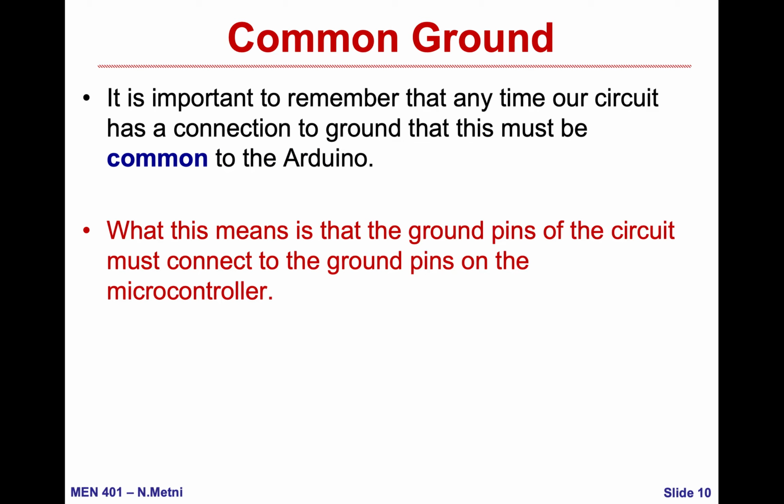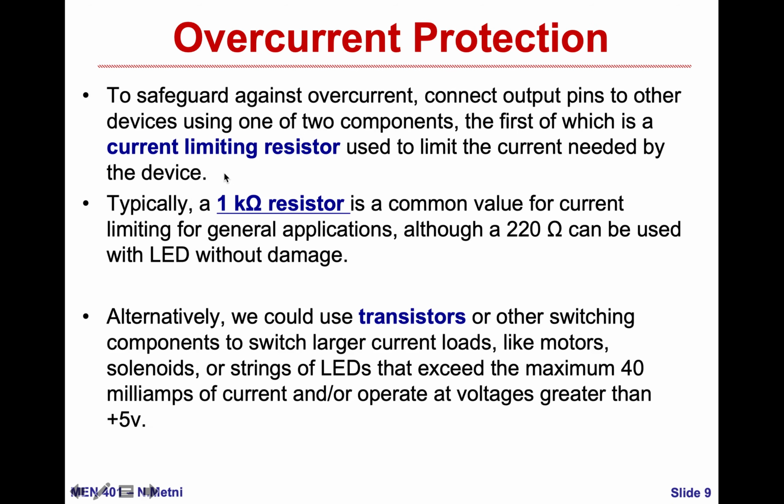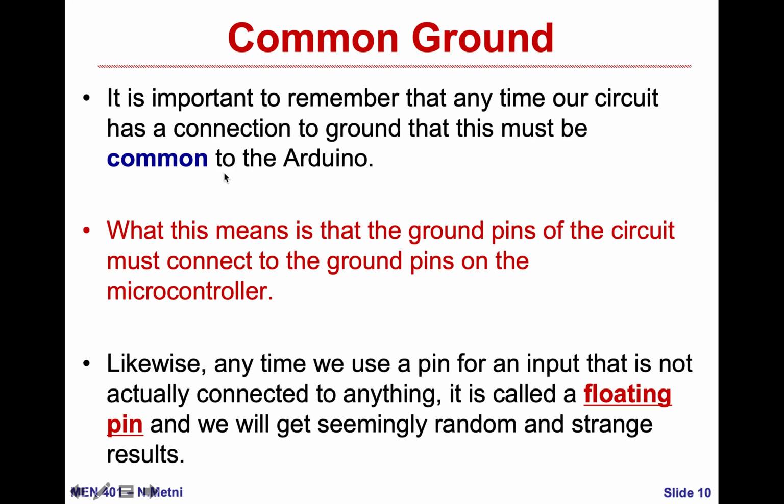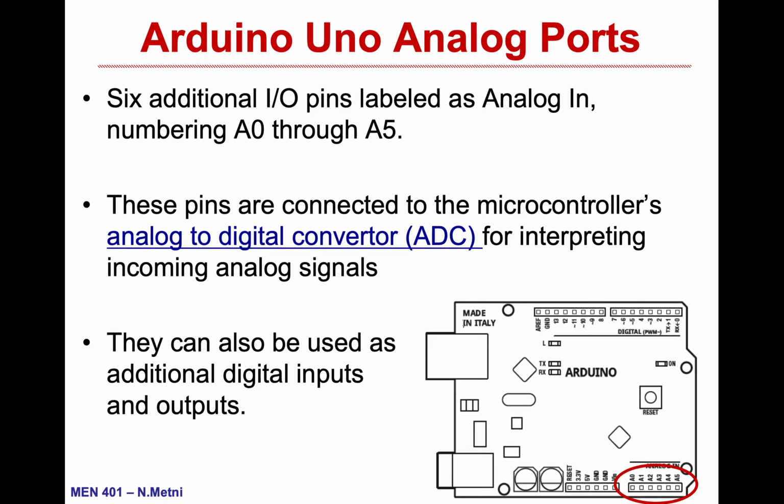It's important to remember that anytime our circuit has a connection to ground, that should be common to the Arduino, because the Arduino should understand that. I will go back to the Arduino here. It should understand what is a zero. What do I mean by low? What do I mean by 0 volts? So the ground of the Arduino should always be connected to the ground of the circuit that I am connecting the Arduino to, in order to have a common ground between the two systems.